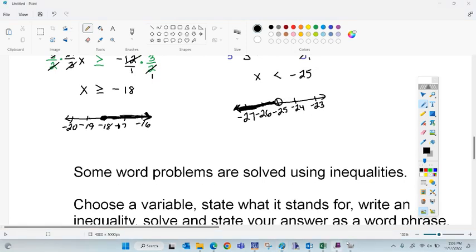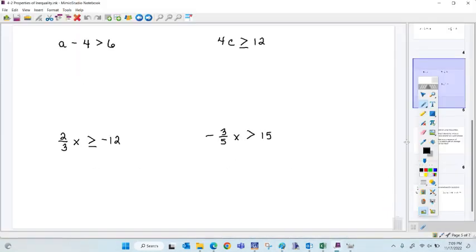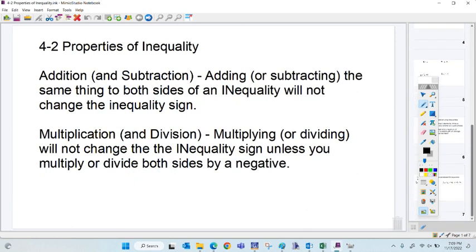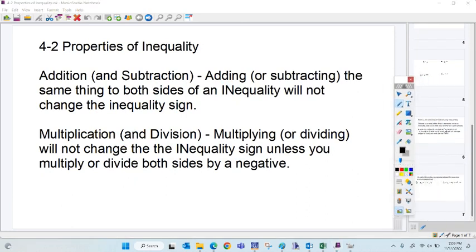All right, so we've looked at our regular problems. We've used the properties, back to the properties. Paraphrased again, adding the same thing to both sides will not change the inequality sign. Multiplying will not change it as long as you're multiplying by a positive. If we multiply by a negative or divide by a negative, it flips over.